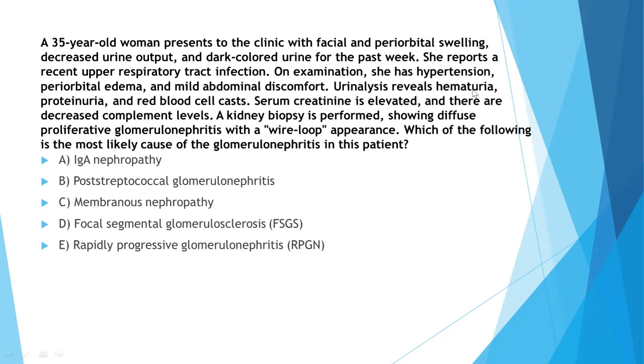Urine analysis reveals hematuria, proteinuria, and red blood cell cast. Serum creatinine level is increased, and there are decreased complement levels. A kidney biopsy is performed showing diffuse proliferative glomerulonephritis with a wire loop appearance. Which of the following is the most likely cause of the glomerulonephritis in this patient? IgA nephropathy, PSGN, membranous nephropathy, FSGS, or rapidly progressive glomerulonephritis.